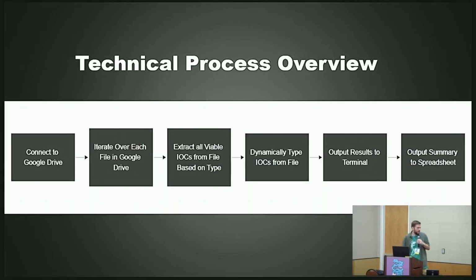And so how does it do this? I wrote out this quick little flow chart that goes through the steps conceptually. Most of this is going to be the demo that I'm going to show at the end because, quite frankly, I think those are more productive than just reading to you. But essentially, it connects to the G drive, iterates over every file in the G drive, extracts IOCs it finds in the files, and then types those into a category that represents what that raw data is. It'll output it to a terminal, and then we'll save it over to a spreadsheet.